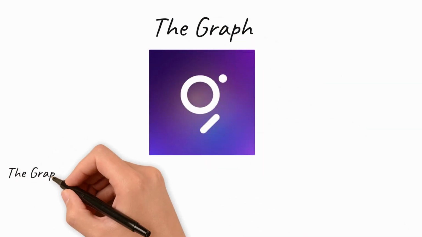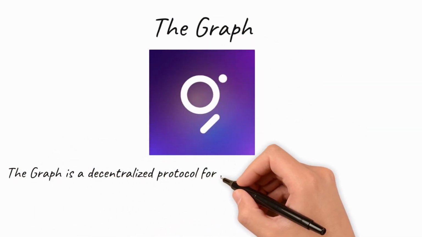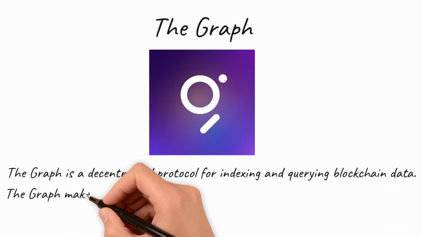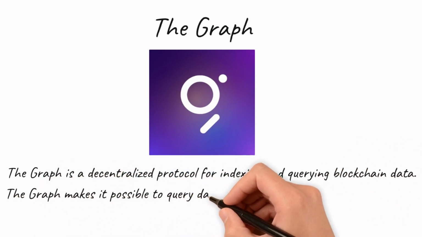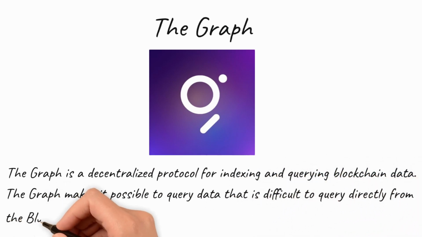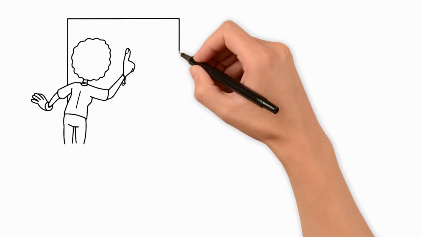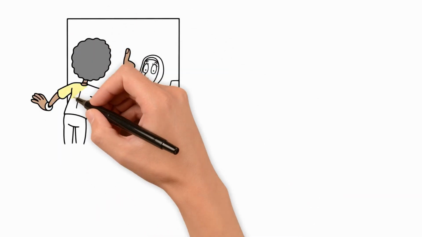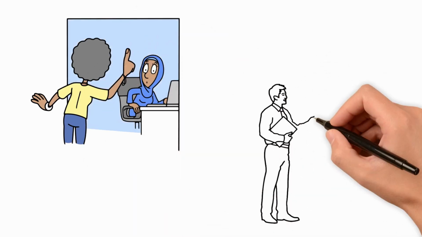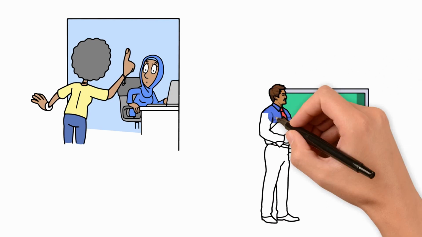What is the Graph? The Graph is a decentralized protocol for indexing and querying blockchain data. The Graph makes it possible to query data that is difficult to query directly from the blockchain. I know that was a lot of terms for you, but don't worry, I am here to help you guys out. We will simplify this with an example.